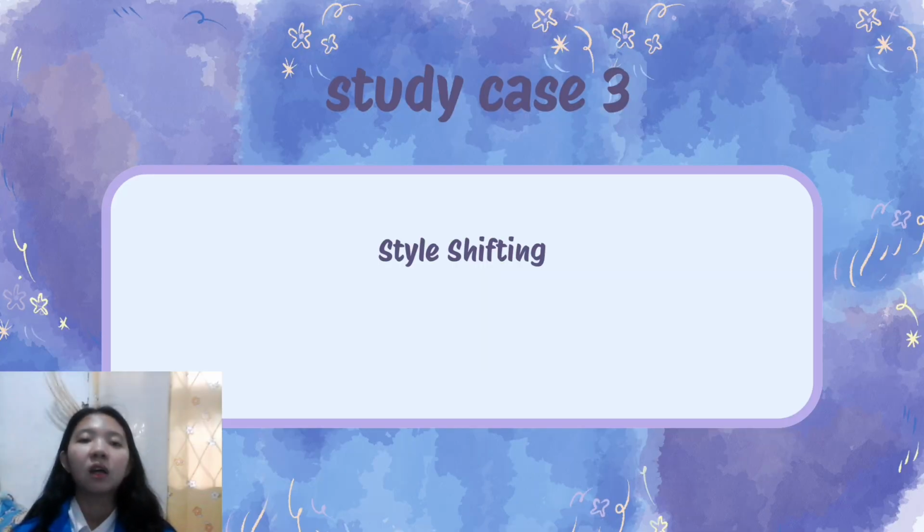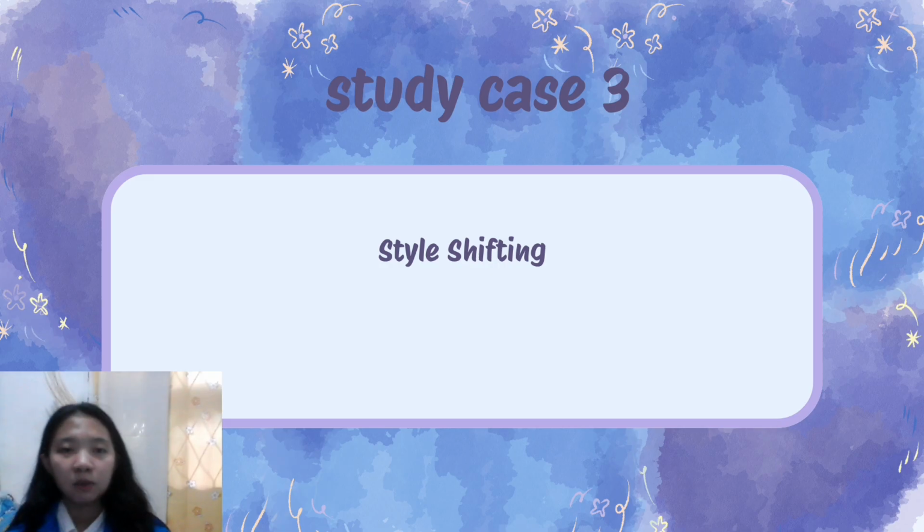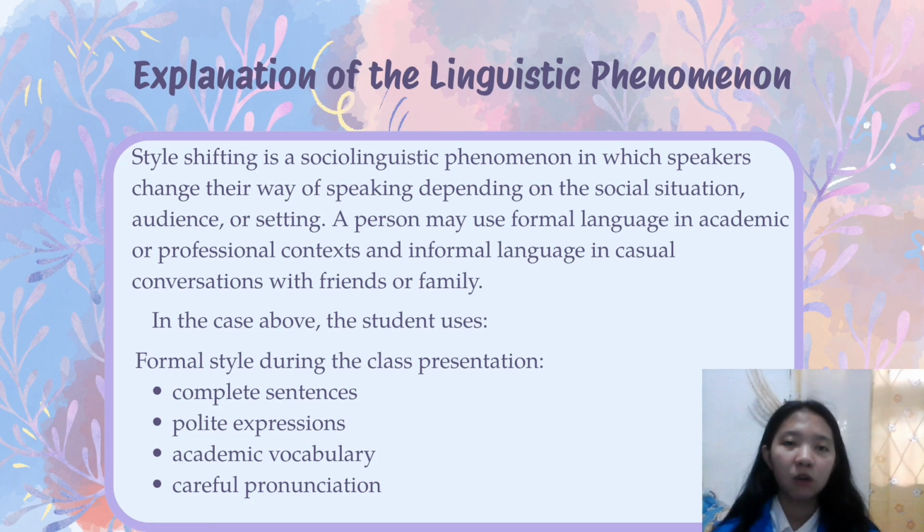Next part is style shifting, case study number 3. Explanation of the linguistic phenomenon. Style shifting is a sociolinguistic phenomenon in which speakers change their way of speaking depending on the social situation, audience, or setting. A person may use formal language in academic or professional contexts and informal language in casual conversation with friends or family. In the case above, the students use a formal style during class participation, with complete sentences, polite expressions, academic vocabulary, and careful pronunciation.